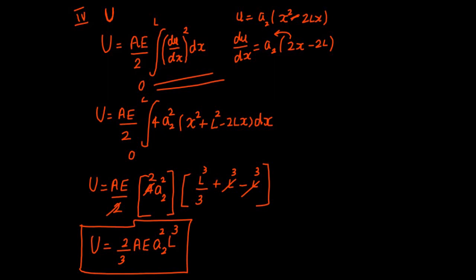Step number 5 is to find the work done. So let me do that. Step number 5 is try to find the work done. So let me go back to the physical scenario. It is a cantilever bar that is subjected to uniformly distributed axial load. Let me represent the uniformly distributed axial load by this yellow little arrows here.